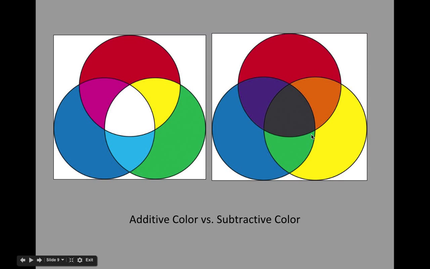Most of our 2D color class is engaged with subtractive color, right? So be sure that you're clear on the difference between additive color and subtractive color, and that each has a different primary set.